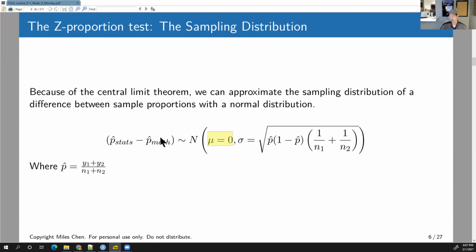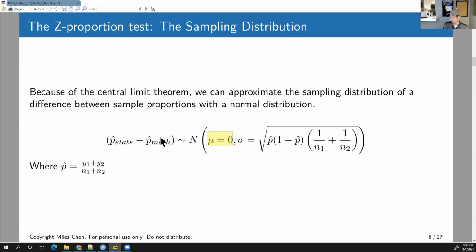But again, it's random, so sometimes you get too many international students in one sample and too few in another, and sometimes the opposite, you get too few in one sample and too many in another. And so because it's random, sometimes you get proportions where the difference is not 0.